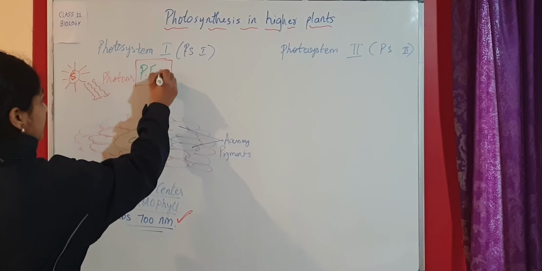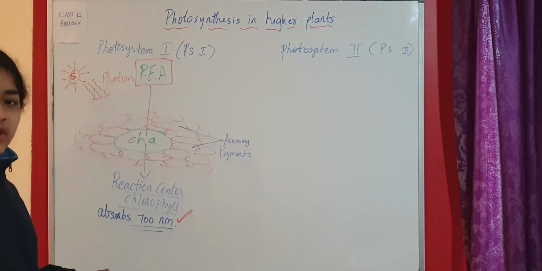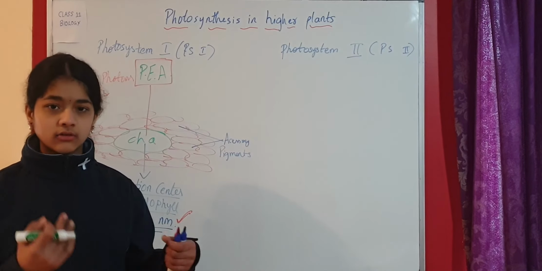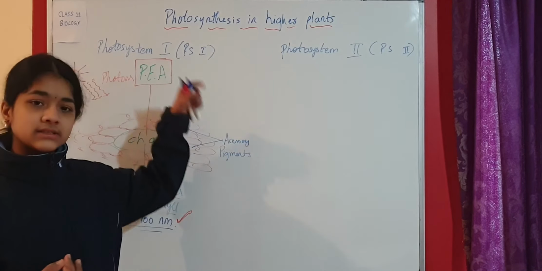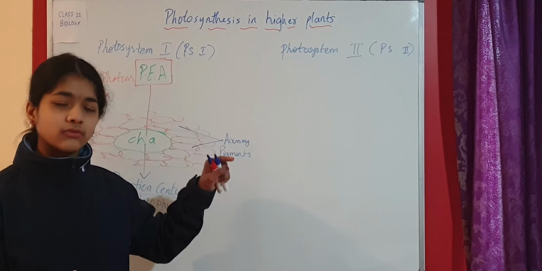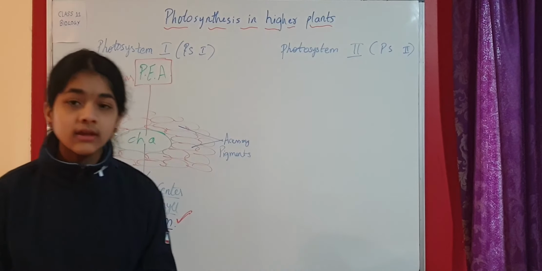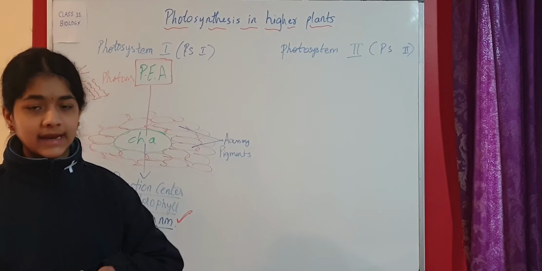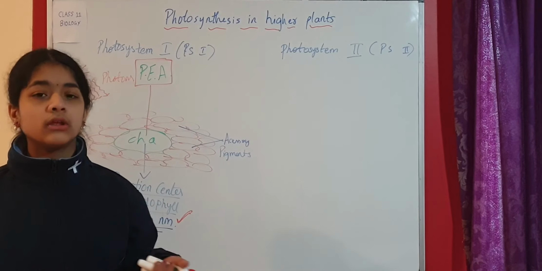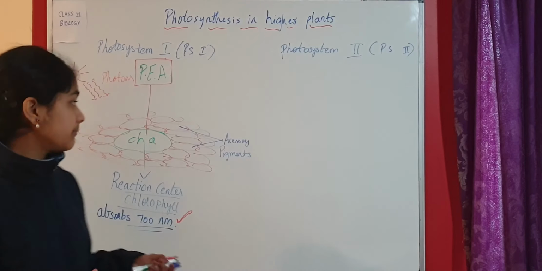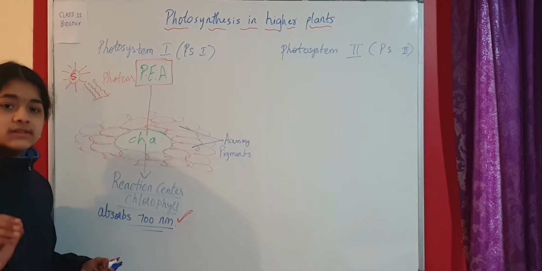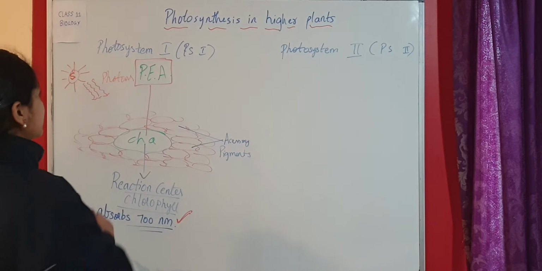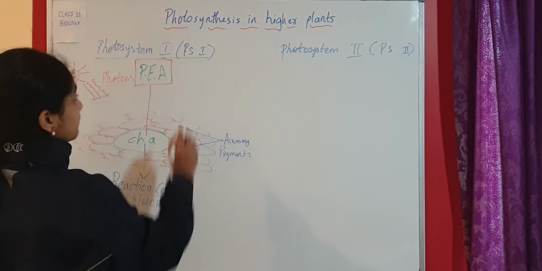The function of the primary electron acceptor is just to accept the electrons, and it passes them on to the next photosystem, etc. This is how the main light reaction happens. This is where the ATP and NADPH molecules get synthesized, in the process of non-cyclic photophosphorylation. So we have looked at the structure of photosystem 1 or PS1.